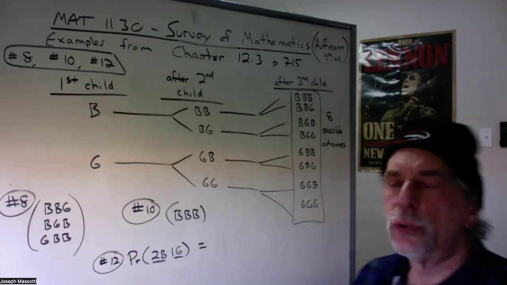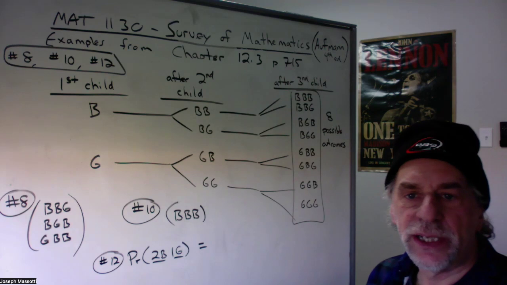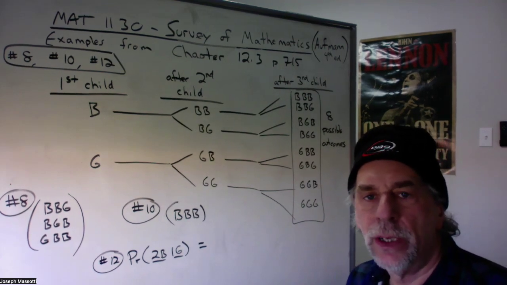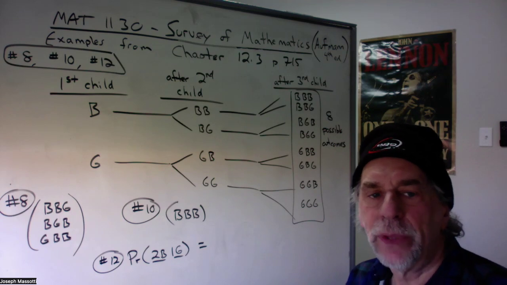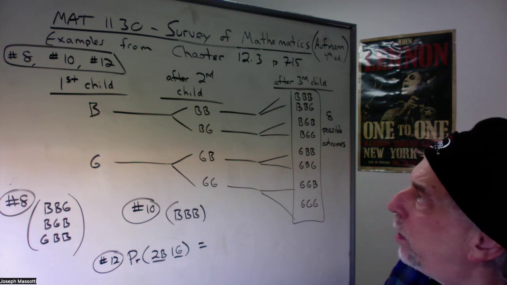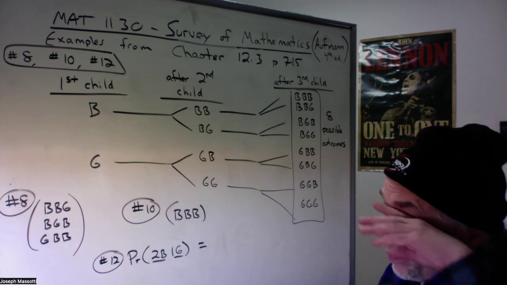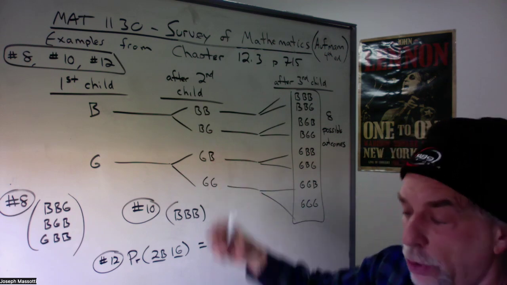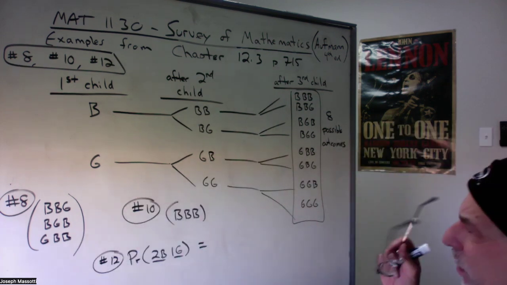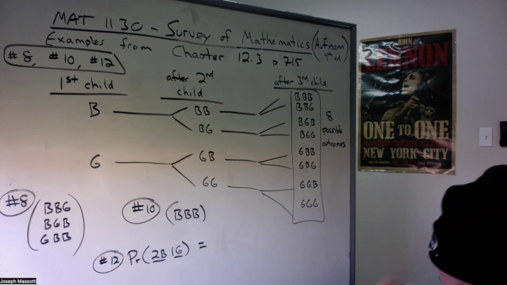All right, we're on to 12.3, page 715, having to do with an introduction to some basic probability. We're going to look at numbers 8, 10, and 12 here on this side of the board, maybe a couple others on the other side. All three of these problems, 8, 10, and 12, have to do with a family having 3 children.